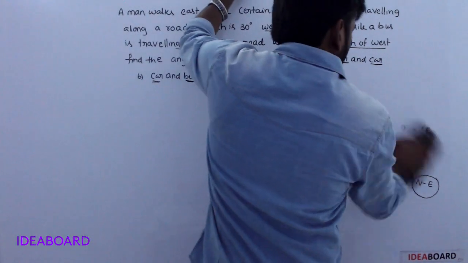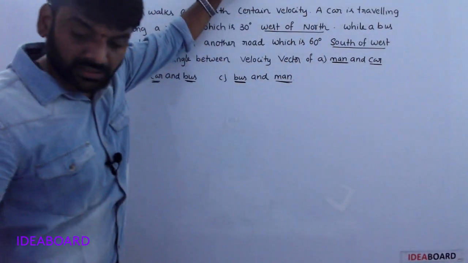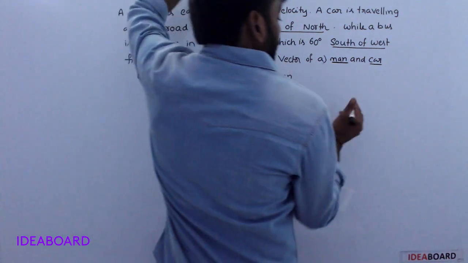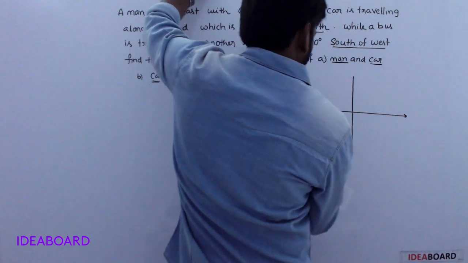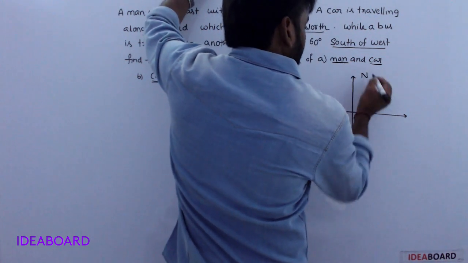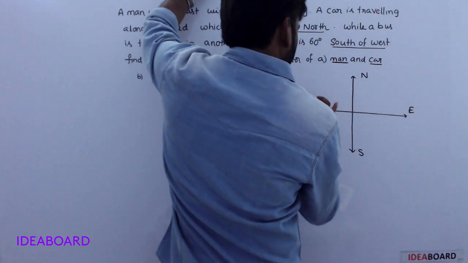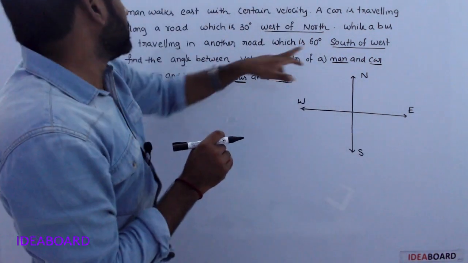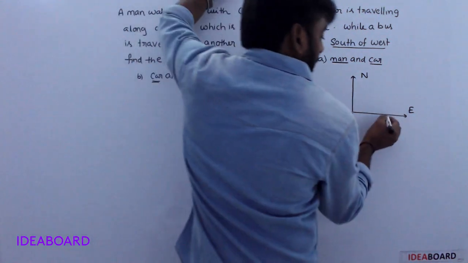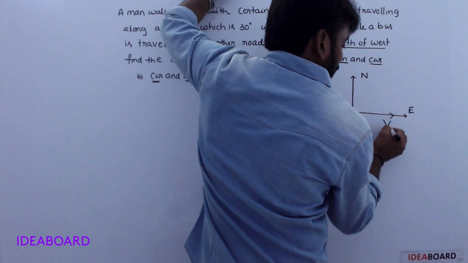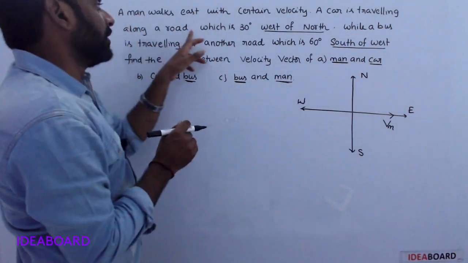First of all, by using the given data, draw the diagram. Okay. First, north, south, east, west. Say, a man walks east with a certain velocity. Here, the man is moving in this direction. V sub m. Okay. Next, along a road, car.